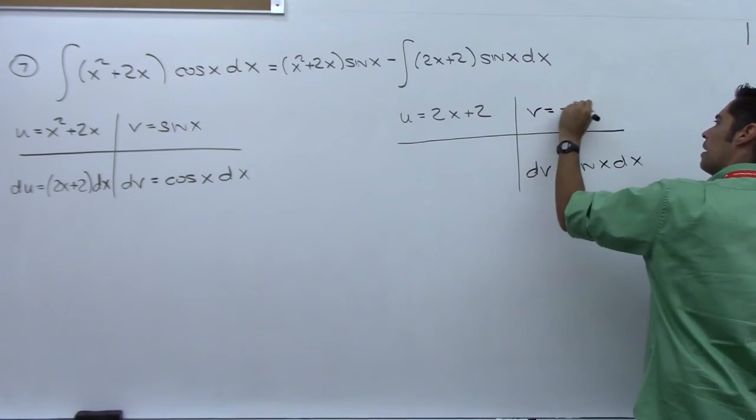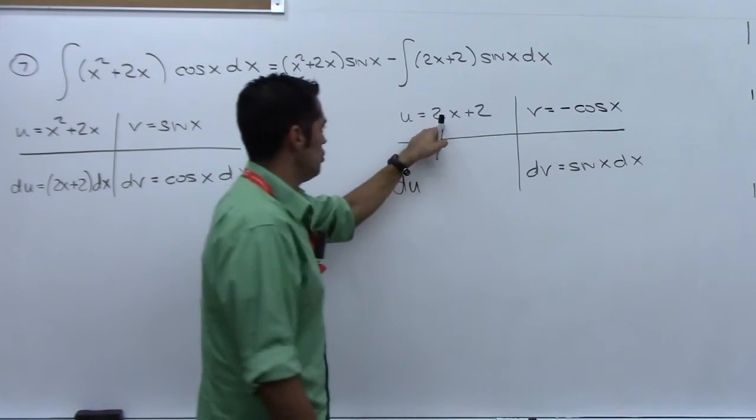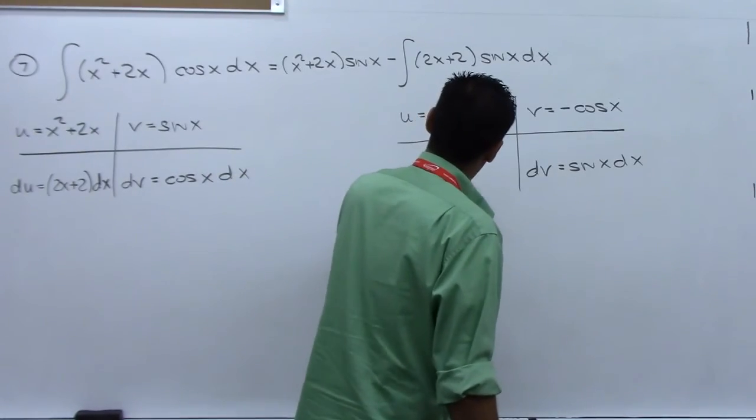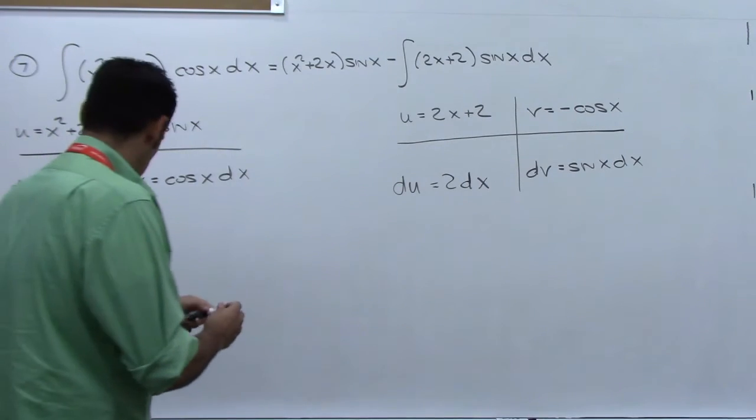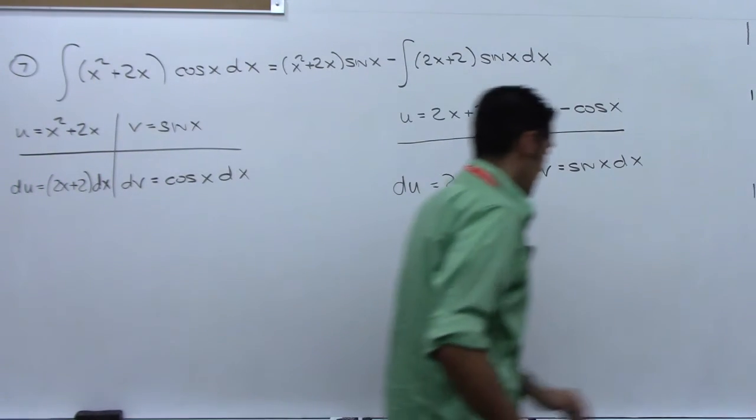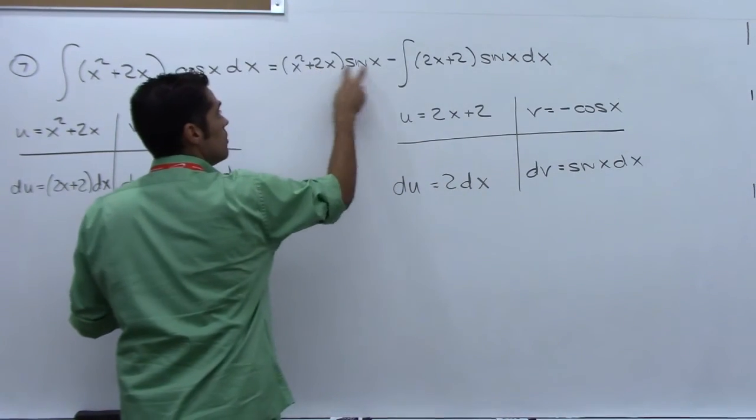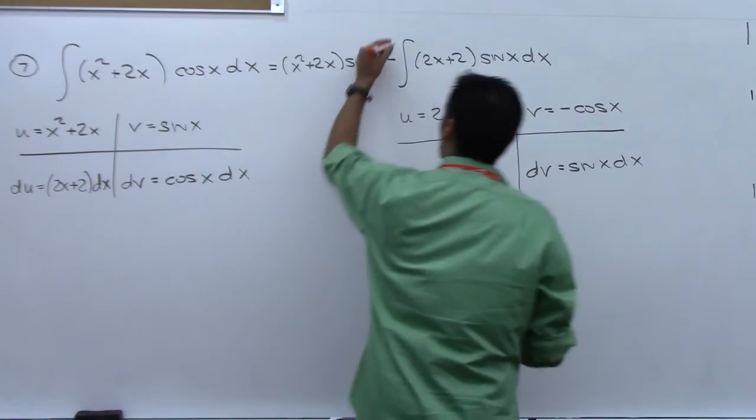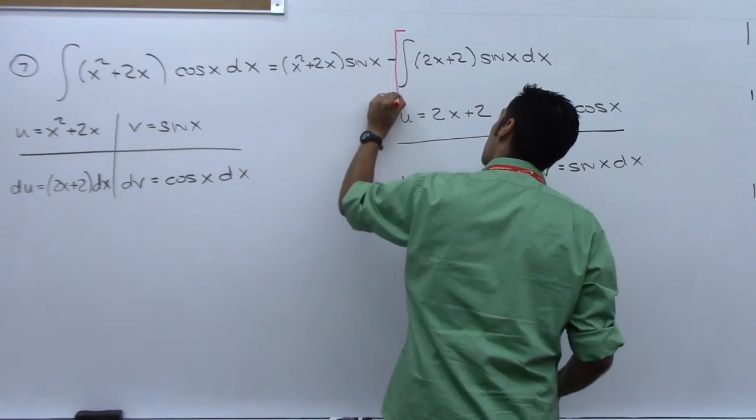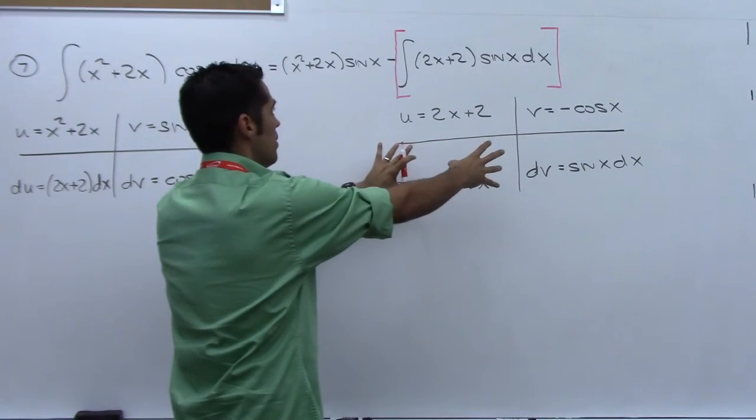v is equal to negative cosine x. Derivative here is 2 dx. Okay, so now this is important that you get everything written down. What we're going to say is that this was our original ultraviolet minus voodoo, but this new voodoo had another integration by parts. So everything here is now going to require this integration by parts.